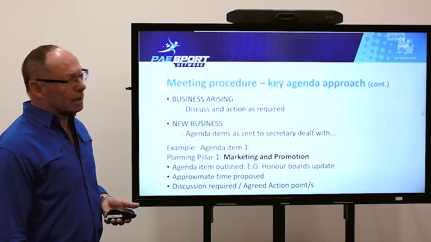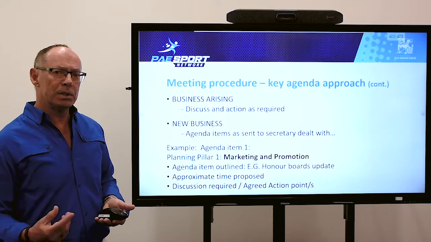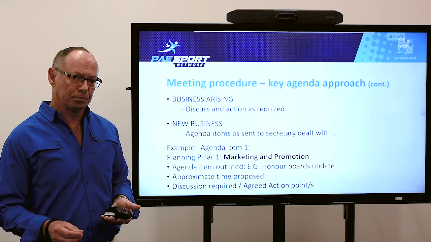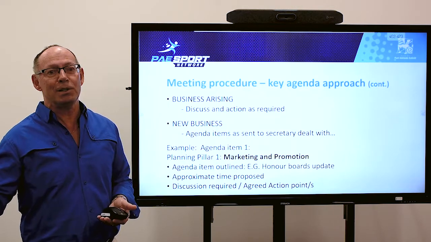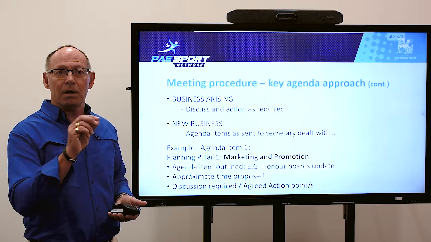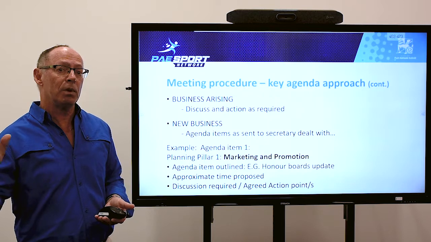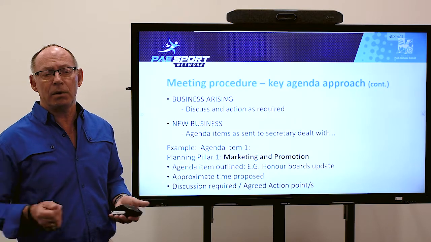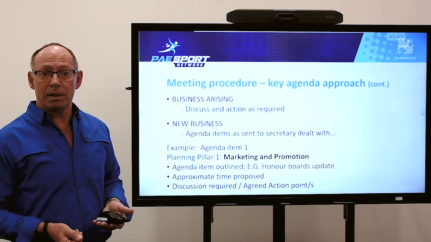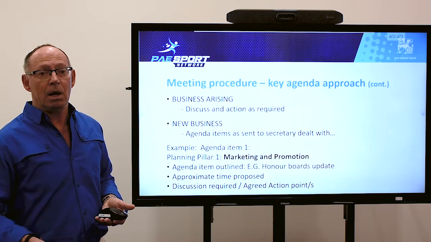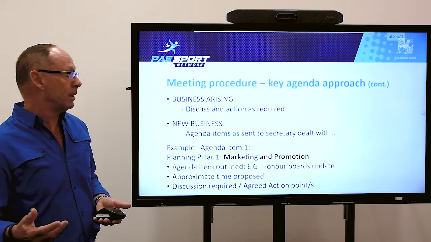And I think underneath that you should have what I call a planning pillar listed. If you've got a strategic plan, the chances are that you've got strategic directions. There are various terms you can use for it, or key operating objectives, whatever, for a strategic plan is normally around about half a dozen. It may vary, of course, in different clubs, but you should have them. This one in particular is marketing and promotion. So that's the particular pillar that this particular agenda item is going to roughly deal with.